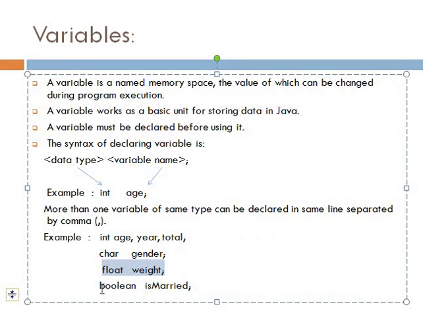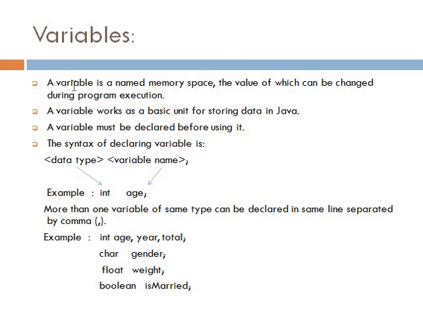Then come below, look at the next statement, boolean is married followed by a semicolon. Here boolean is the data type and is married is the variable name. Since the variable called is married has the data type boolean, it can hold either of two values. They can be 0 or 1, where 0 stands for false and 1 stands for true.